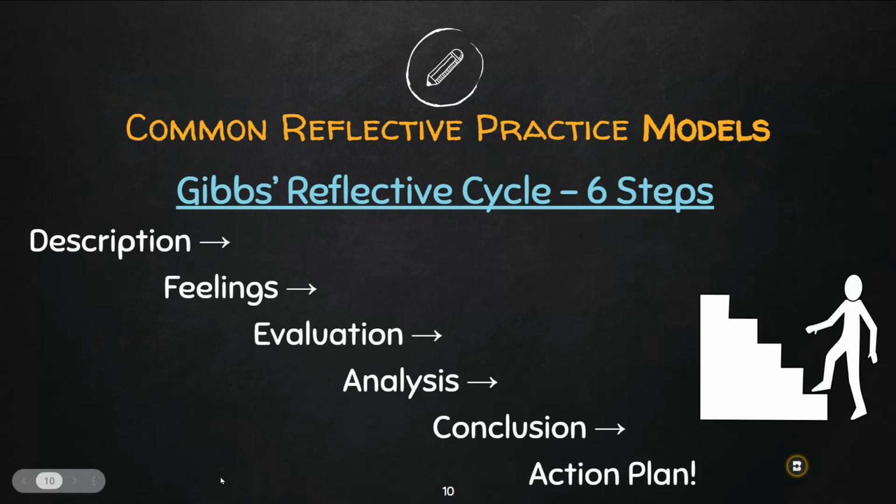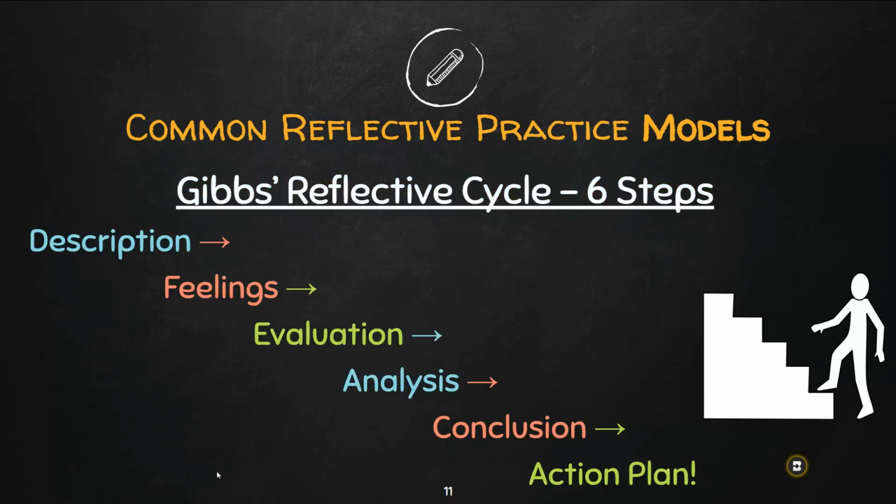Gibbs' reflective cycle is 6 steps. Description, what happened. Feelings, what were you thinking or feeling. Evaluation, what was good or bad about it. Analysis, why did it happen this way. Conclusion, what did you learn. And action plan, what will you do next. Gibbs' model is a great one to use for deep dive reflection after a lesson.